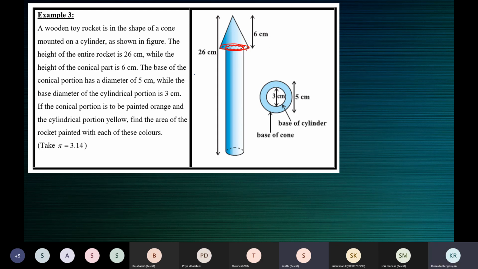That means if you look under this portion, you can see a ring. That's what is shown here.